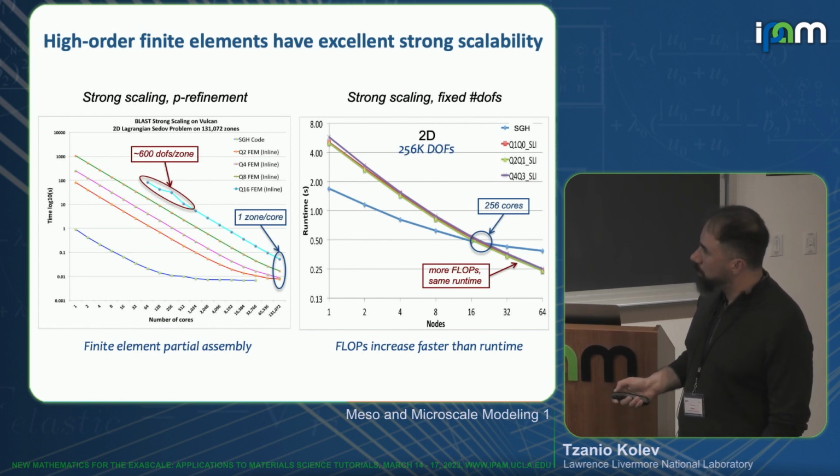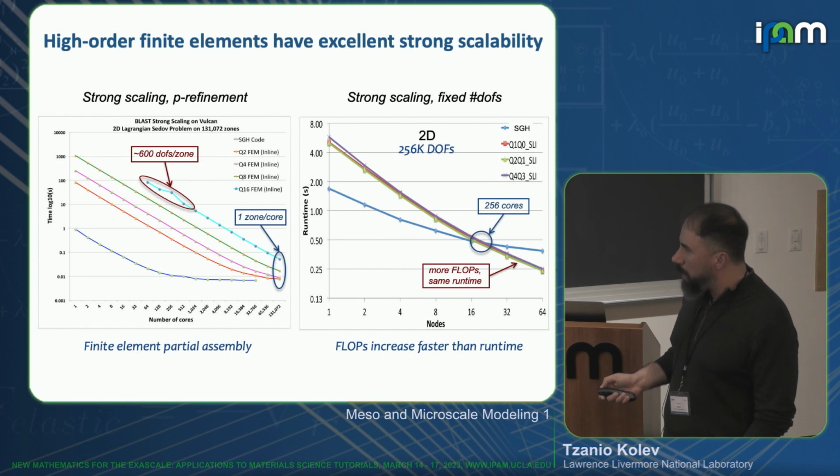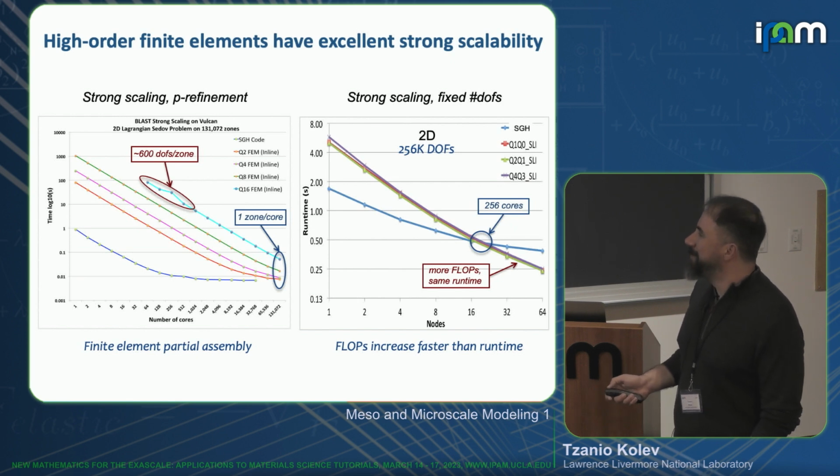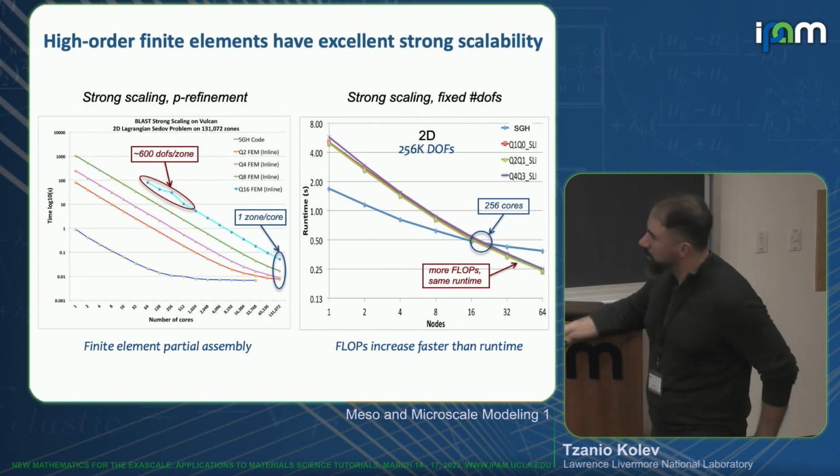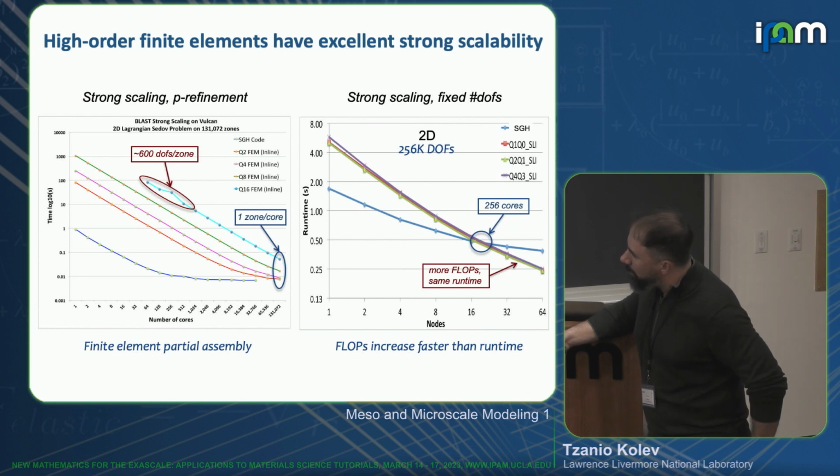Different curves correspond to different orders, and if we go to high enough order, this is order 16 here, you can strong scale perfectly down to 1 element per core. And this was on the BGQ machine, so this is quite a few years ago now, 130,000 degrees of freedom, 130,000 MPI ranks. So quite a bit.